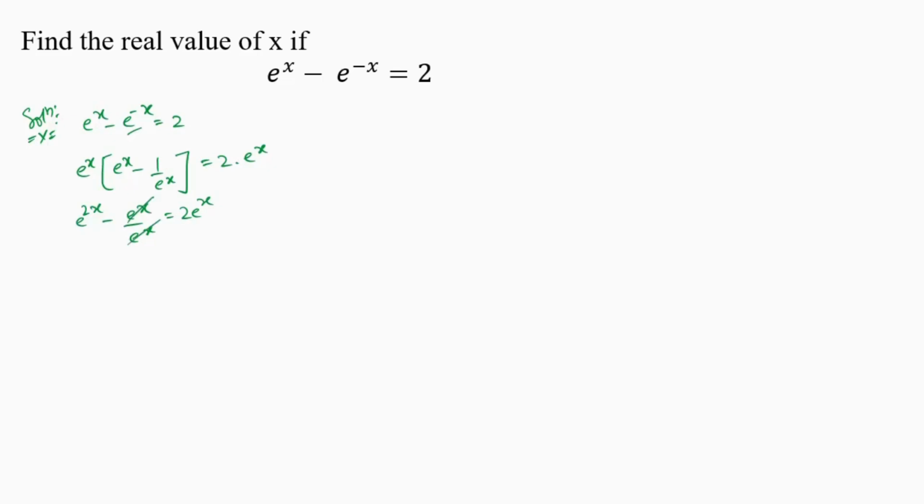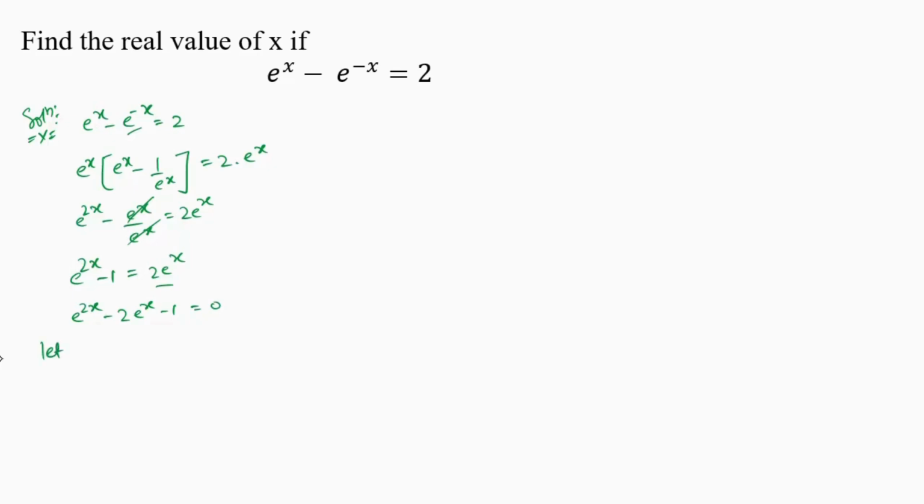So this will get cancelled out. We get e raised to power 2x minus 1 equals 2 times e raised to power x. Now bring this right hand side to the left hand side. We get e raised to power 2x minus 2 times e raised to power x minus 1 equals 0.